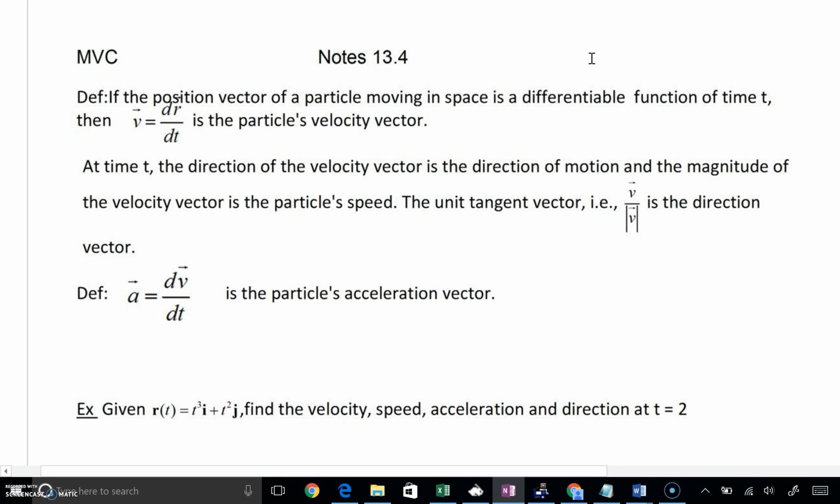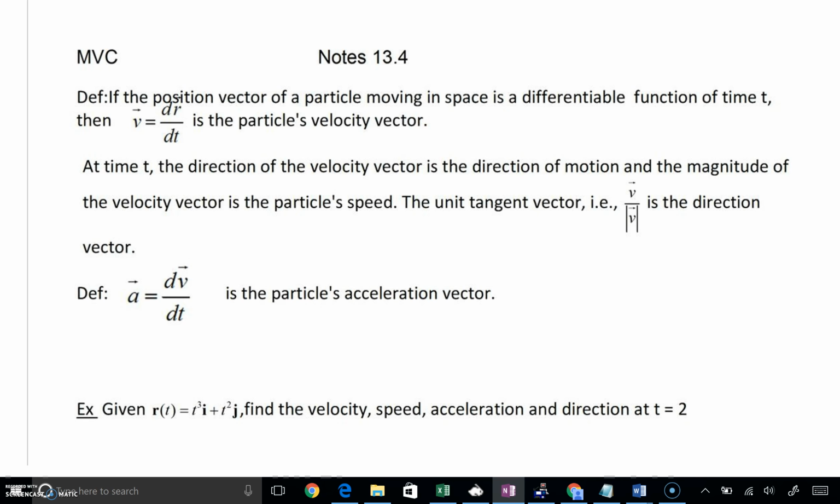Page 1 of our notes on section 13.4 in multivariable calculus. We're going to be looking at the relationship, it's really a physics kind of lesson, between a position vector, a velocity vector, and an acceleration vector. Let's look at this definition up here.